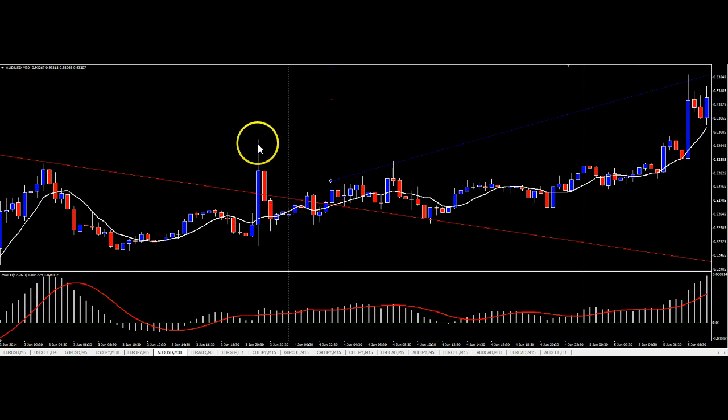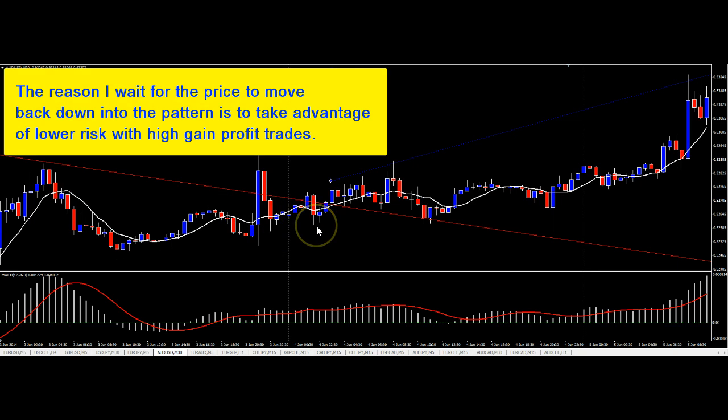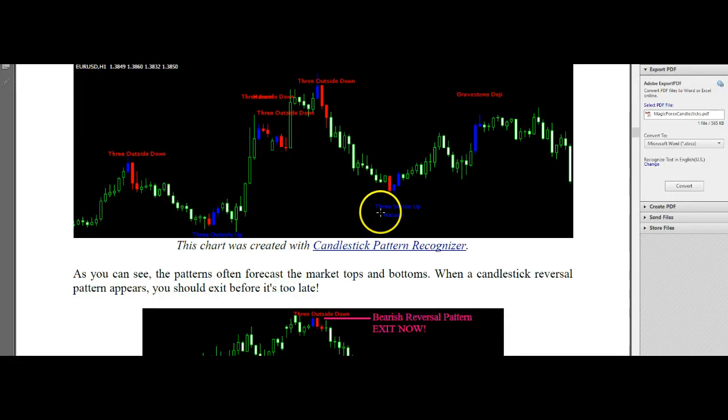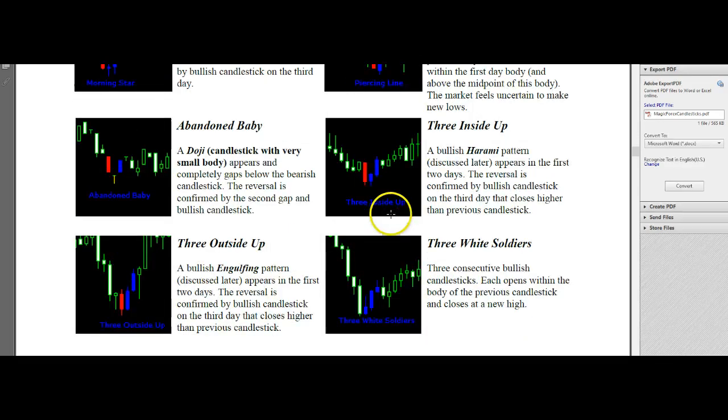And so what happened was this broke out, and what I wait for is I'll go back and check it later, and if I happen to catch it, and I did in this case, I see that the price moved back down into the triangle of that pattern that I showed you earlier, and so I'm looking for an opportunity to buy. One of the candlestick patterns that I use a lot is this three... what do they call it? This is the ebook here. I want to get the correct name. Three white soldiers. The three white soldiers.